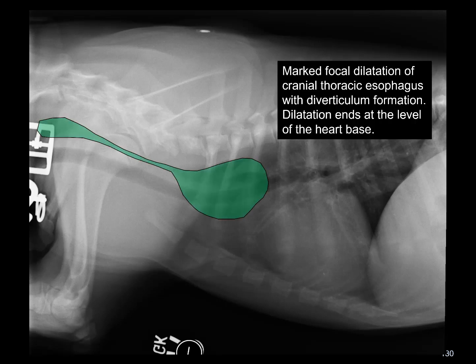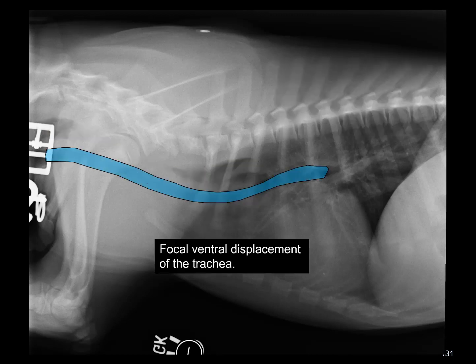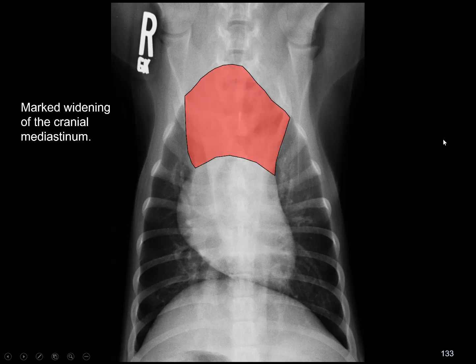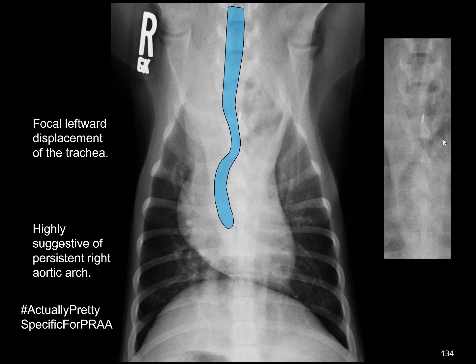So there you go. There's our esophagus. Again, the dilation ends right there. The trachea is ventrally displaced just a little bit, not tons. When I go to the VD view, now I see that there's a very wide mediastinum, which is not surprising with esophageal dilation, but there we go for that. There's our key. Notice that normally the trachea should drop all the way down, nice straight line, but here we have a little bit of a bumping to the left.